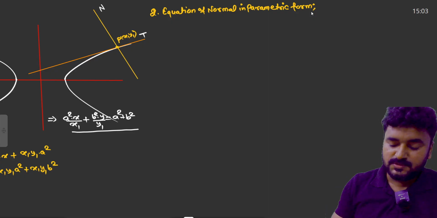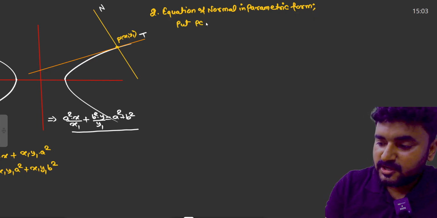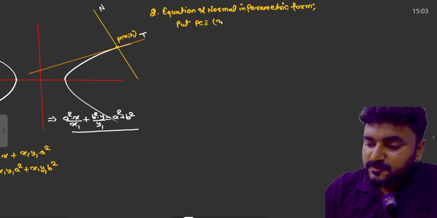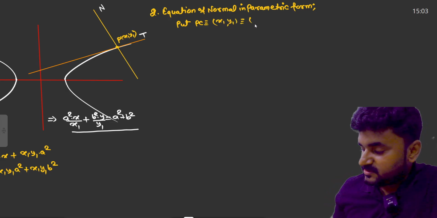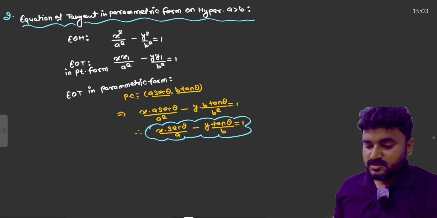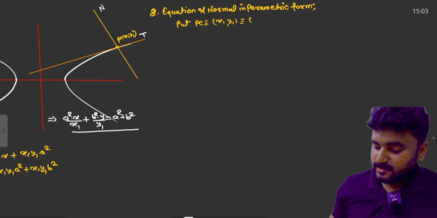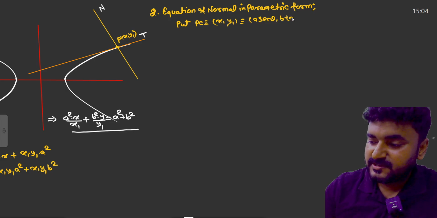For this one, I will put the parametric coordinate of the point. So what is the parametric coordinate you have written? Sir, x1 comma y1 is coming. Here you have written the parametric coordinate a sec theta and b tan theta. So now here we will write the parametric coordinate a sec theta comma b tan theta.